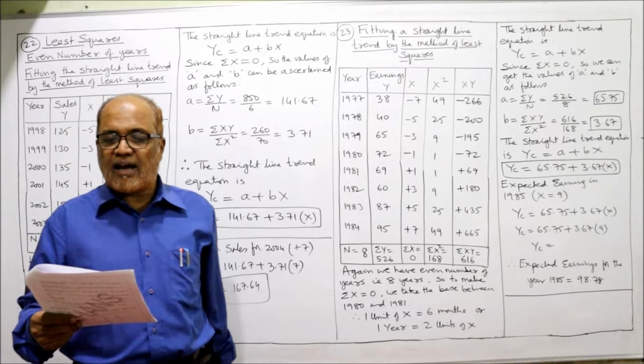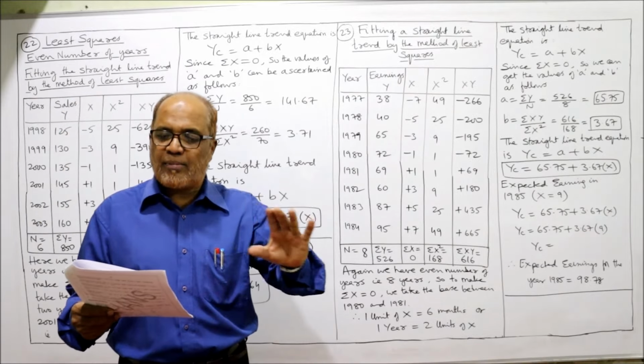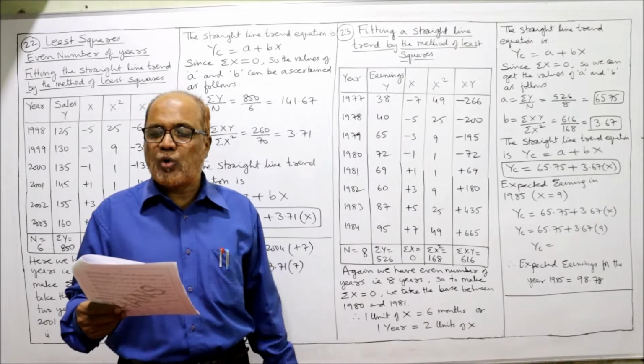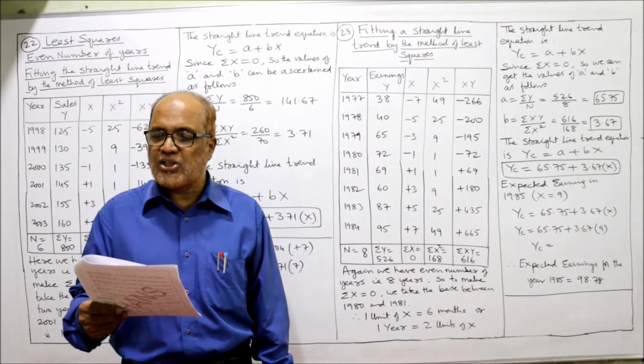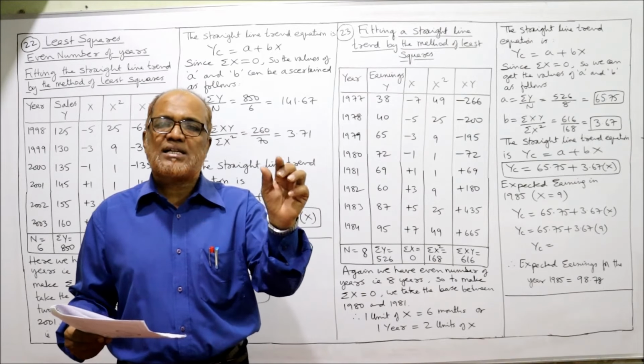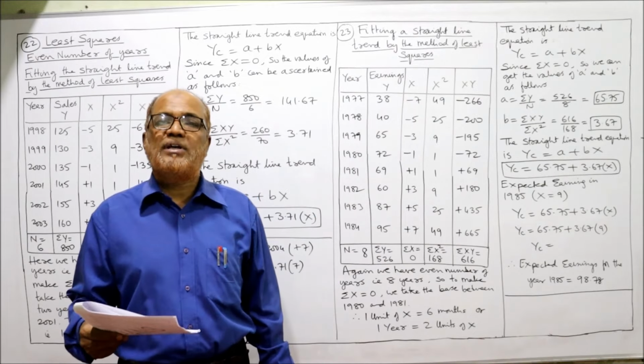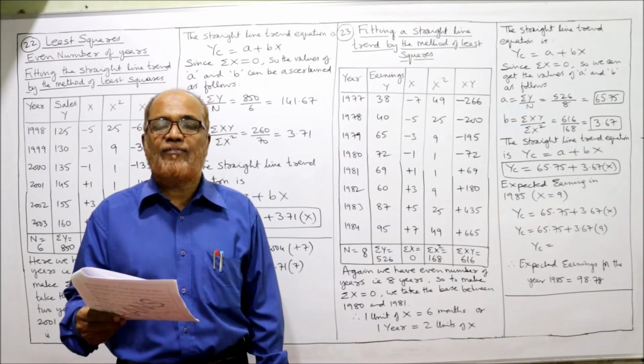Fit a straight line trend by the method of least squares to the following data. Assuming that the same rate of change continues, what would be the predicted earnings for 1985? So first you have to calculate the straight line trend equation. Then you have to predict what would be the earnings for the year 1985.